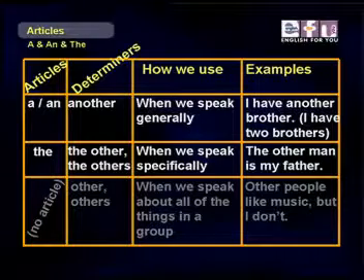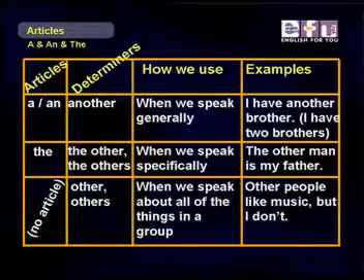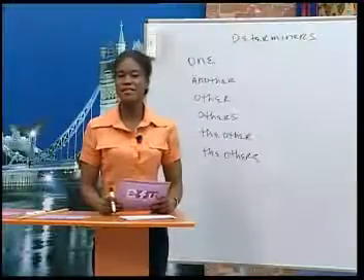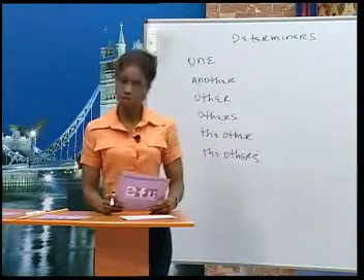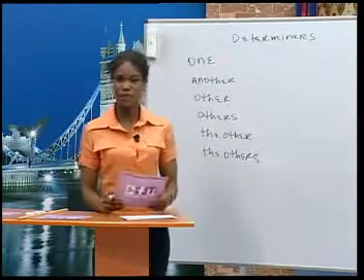And our article the. Well, we can also say the other or the others when we speak specifically about another group. So the other man is my father. So here's one man, and the other one is my father. Or we have no article, so the determiner would be other or others when we speak about all of the things in a group. Other people like music, but I don't. Now let's look more carefully at how we use these determiners to talk about groups and parts of a group. Take a look at your chart for some explanations.